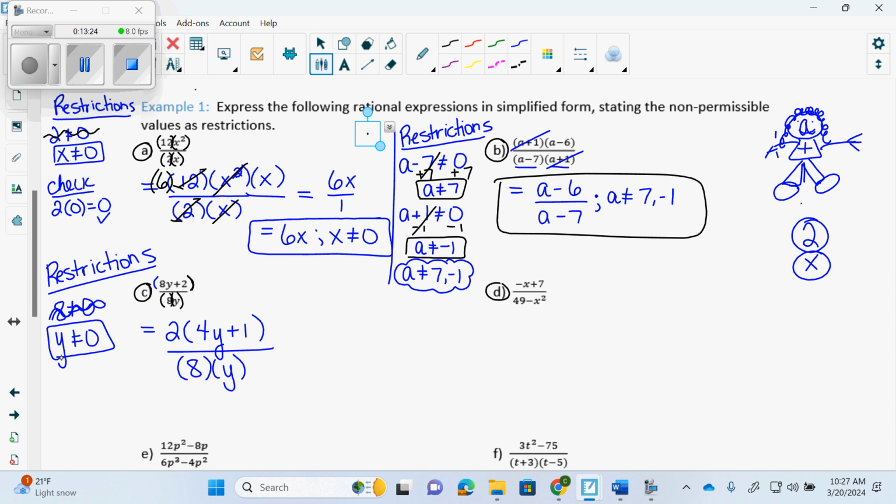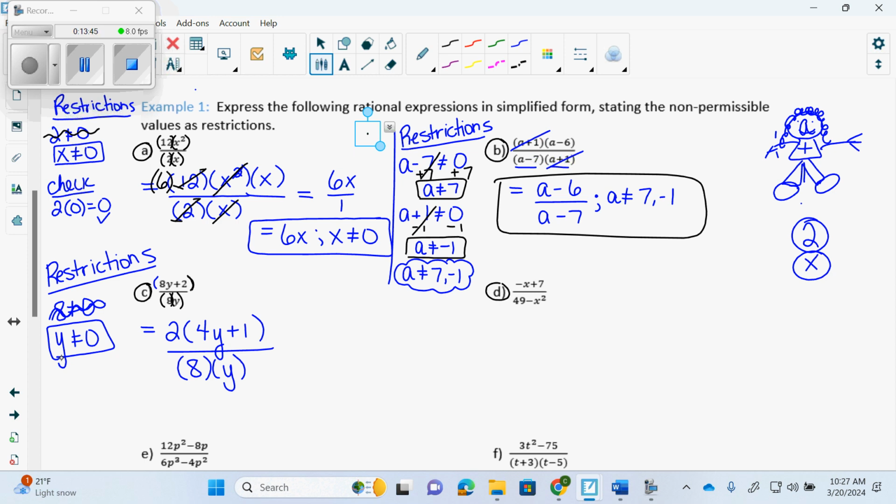Now, in the top, I took out this 2. It's just sitting here. I took out the 2 because I GCF'd a 2 out of 8y plus 2. We did this at the very beginning, right? When we take a 2 out of 8y, I'm left with 4y, plus sign, and 2 out of 2 is a 1. We agree?